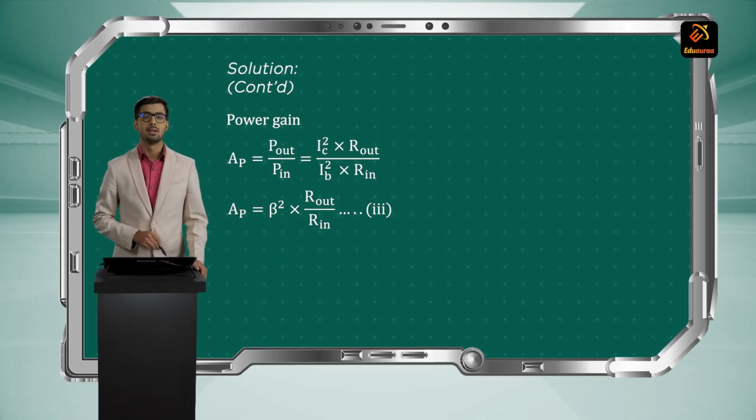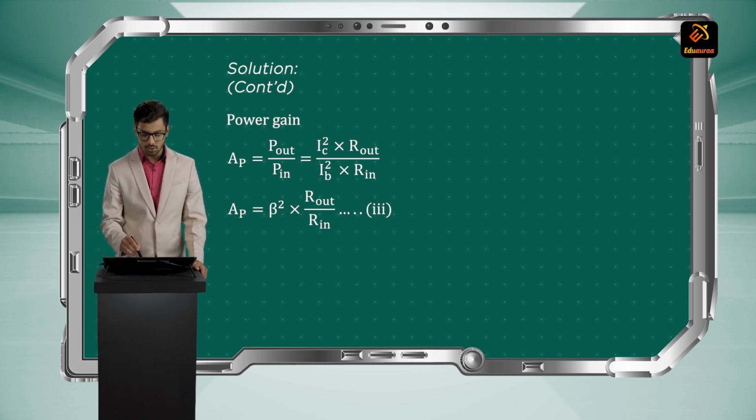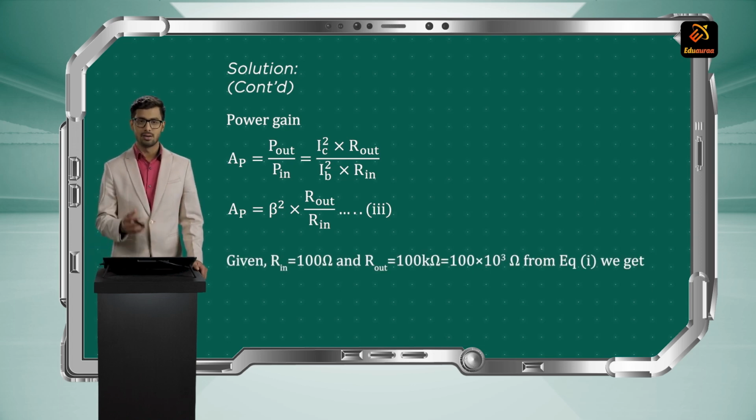So now we have the formulas of A_V and A_P, the voltage gain and power gain, where we need to calculate beta for both, and then substitute the values of R_out and R_in, where R_in is 100 and R_out is 100K. So let's find the value of beta.